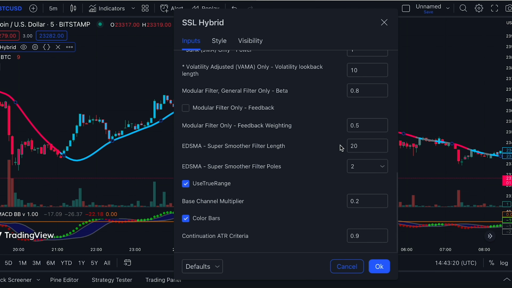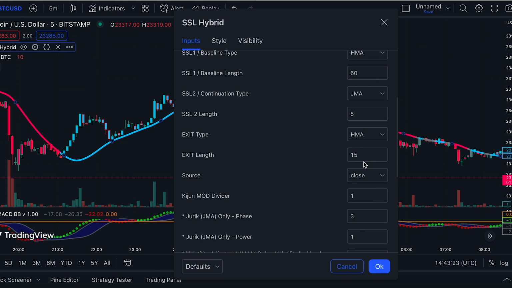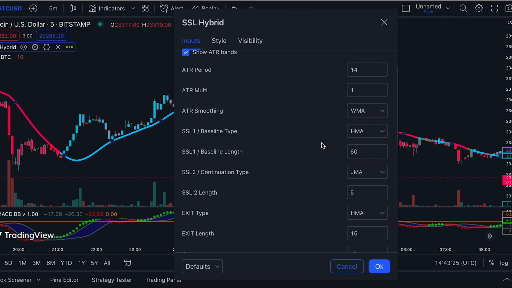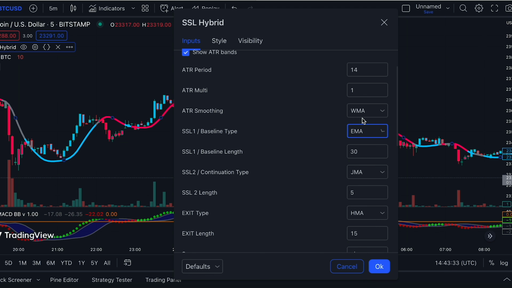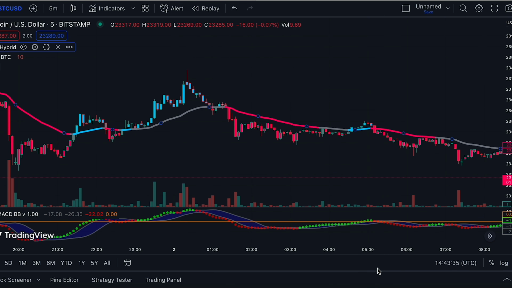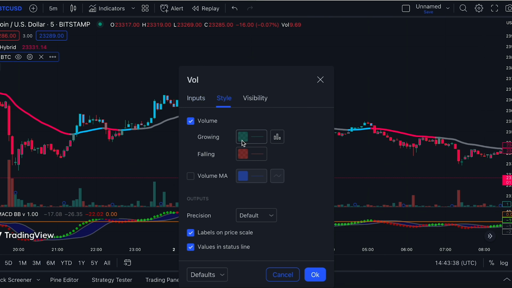The MA length will be shortened from 60 to 30. Change the MA baseline class from HMA to EMA. After completing that, finally, we must modify the volume indicator options. Select the Style tab under the Volume Indicator Preferences. Volume MA should be checked. Additionally, we'll alter the hue to make it simpler to see.